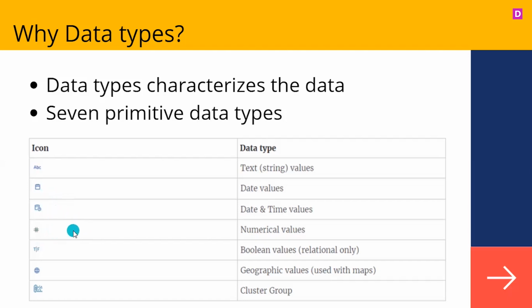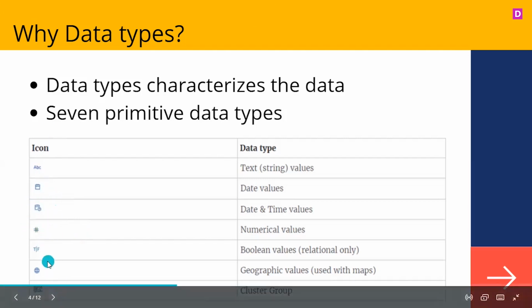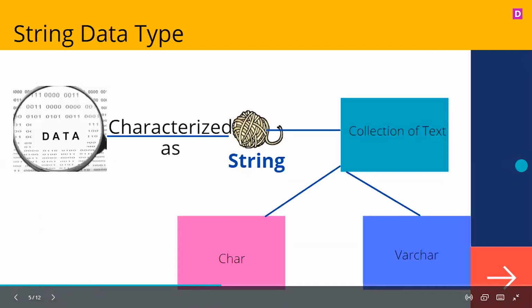And this hash is something which you will use to denote a number. If you want to write your house number, you generally start with this hash. So this again denotes your numeric data type. Just for you to remember, I'm just telling you. And this one is true or false, naturally that will be a Boolean data type. And there is a globe here. Globe means a complete map, so maybe this is associated with a geographical value. And the final one is your cluster group. Okay, so these are the 7 primitive data types which are available with your Tableau.